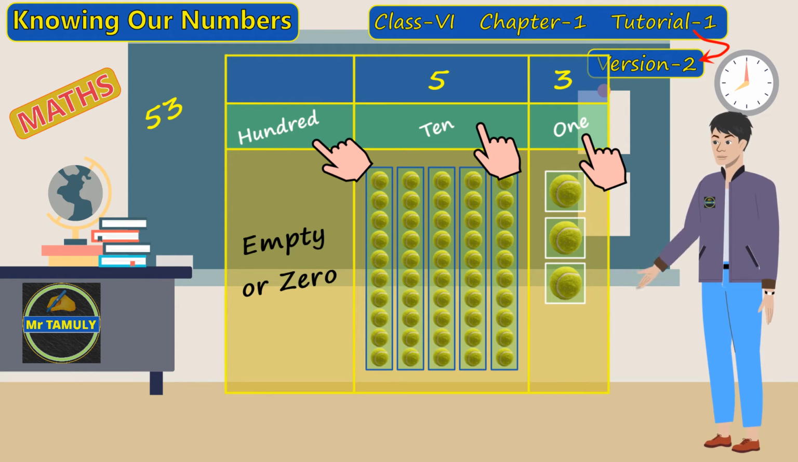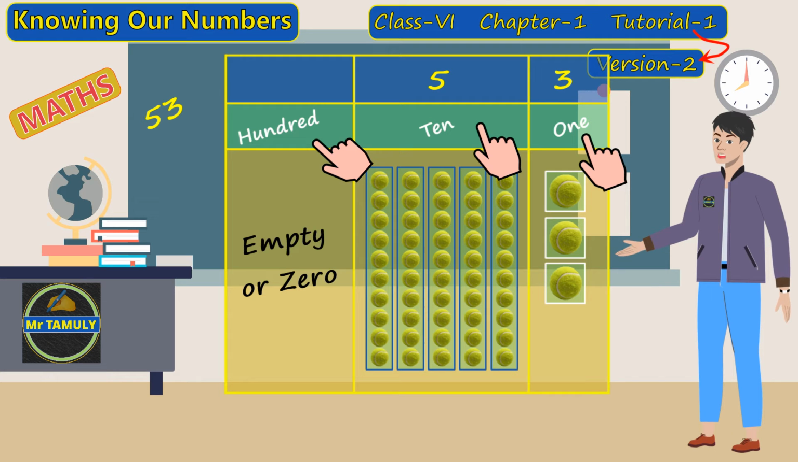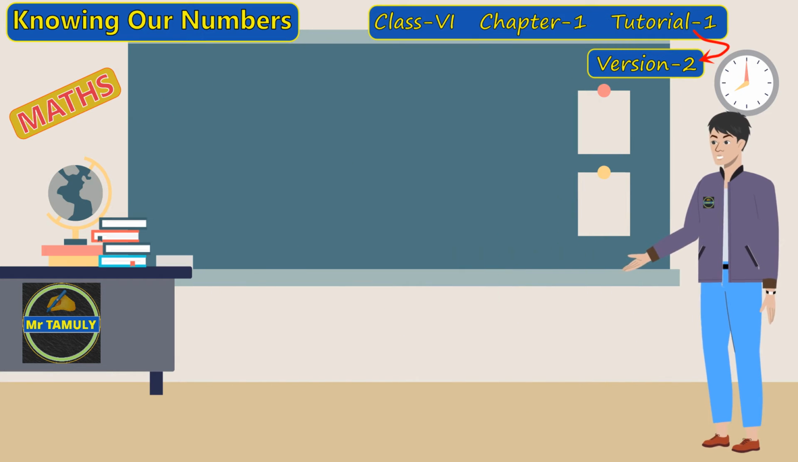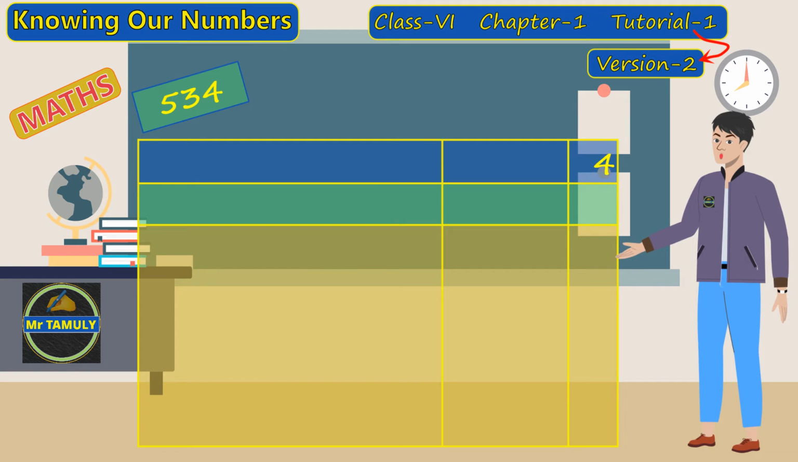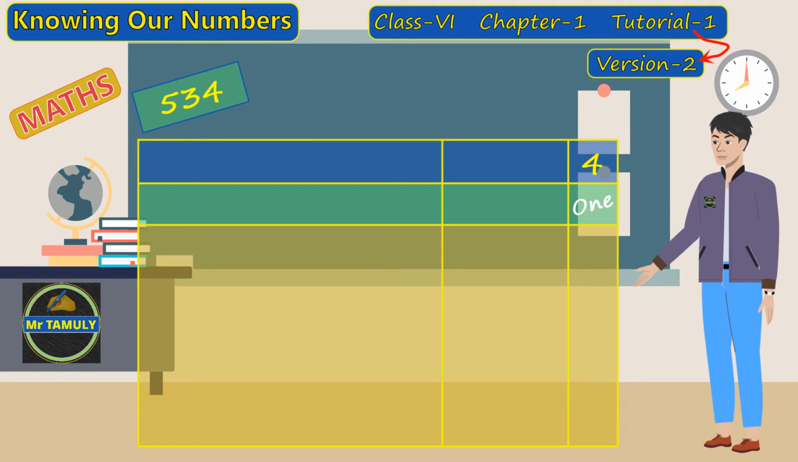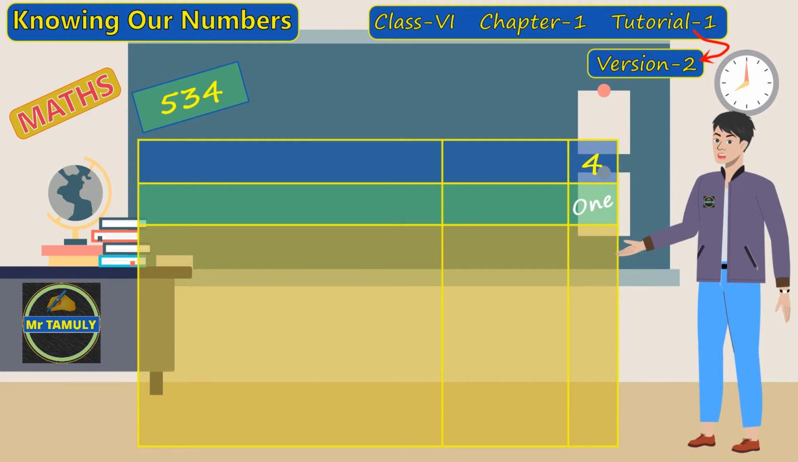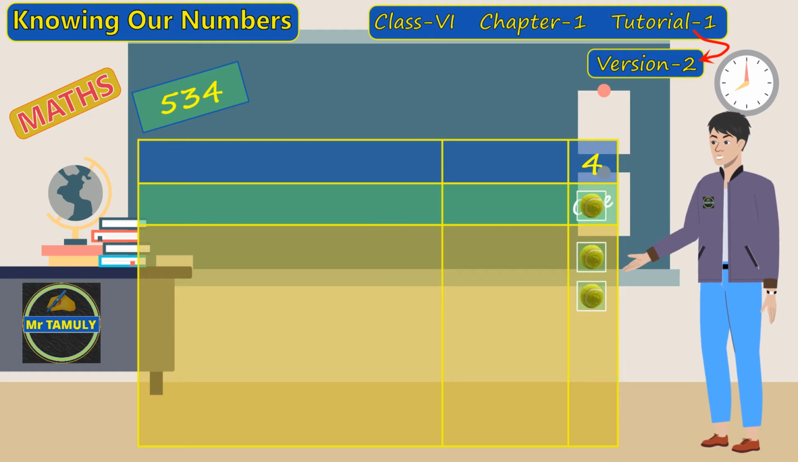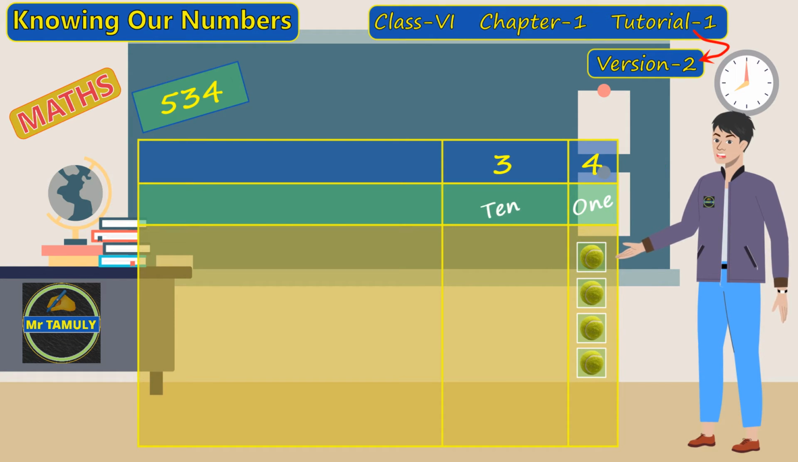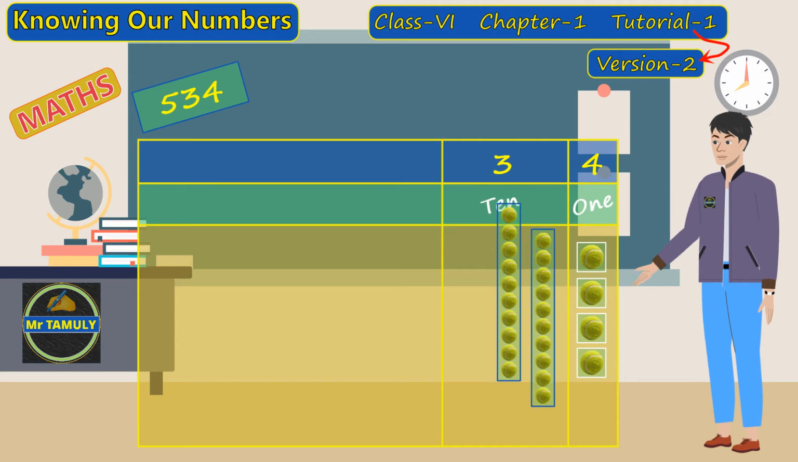To understand this, let's quickly look at an example of a 3-digit number. Let's take the number 534. In this number the first digit from the right is 4. And as we know, its place value is 1. Therefore, like the previous example, let's have 4 tennis balls for this digit 4. For the second digit 3, whose place value is 10, let's have 3 groups of 10 tennis balls.